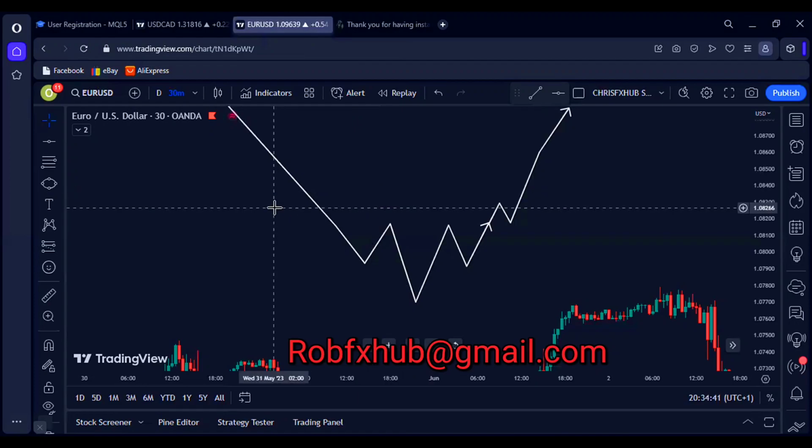Now, one of the chart patterns is the inverted head and shoulder pattern. Now, I'm going to show us how we can effectively trade this pattern.